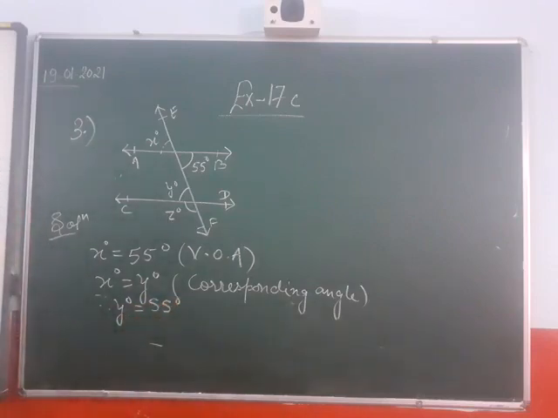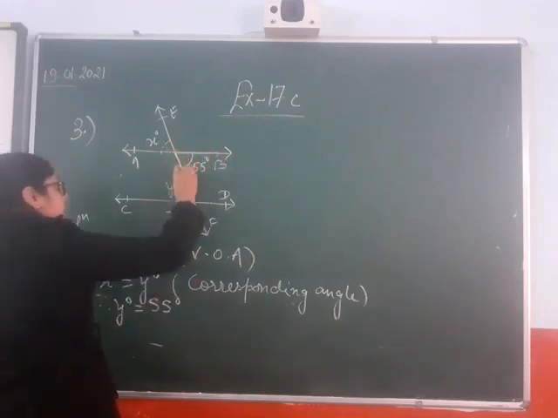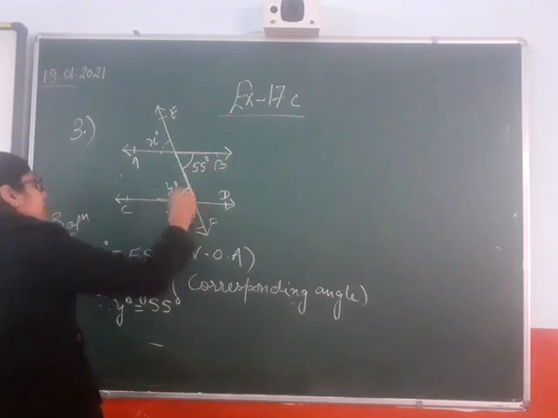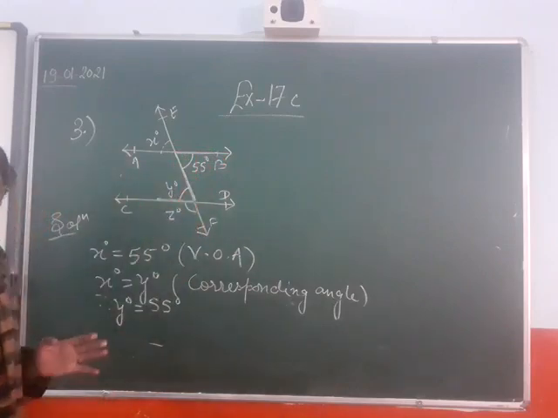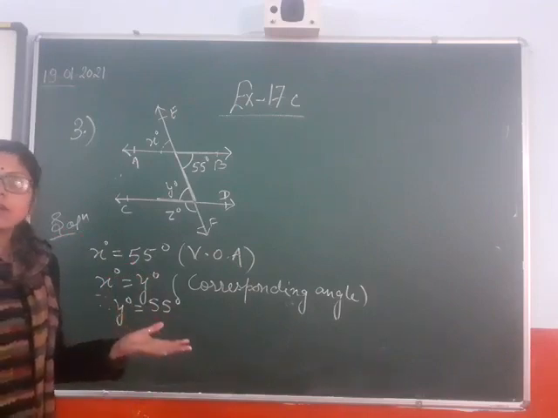I got Y also. Many of you can do it like this also: 55 degree and Y degree are making alternate angles. So that is also correct, okay? This is not wrong. Whatever clicks in your mind.